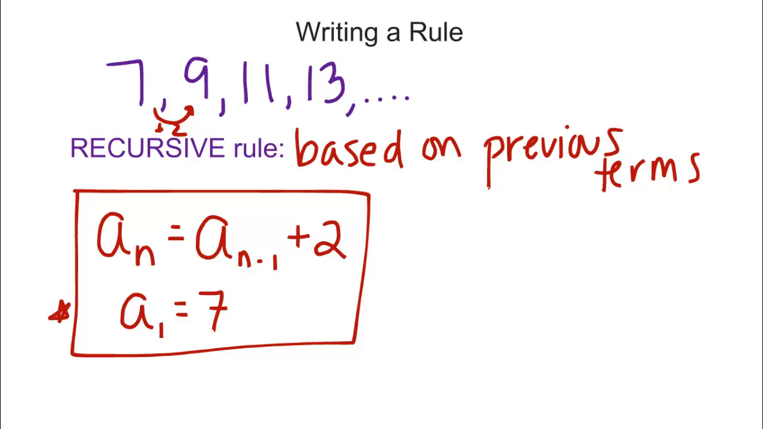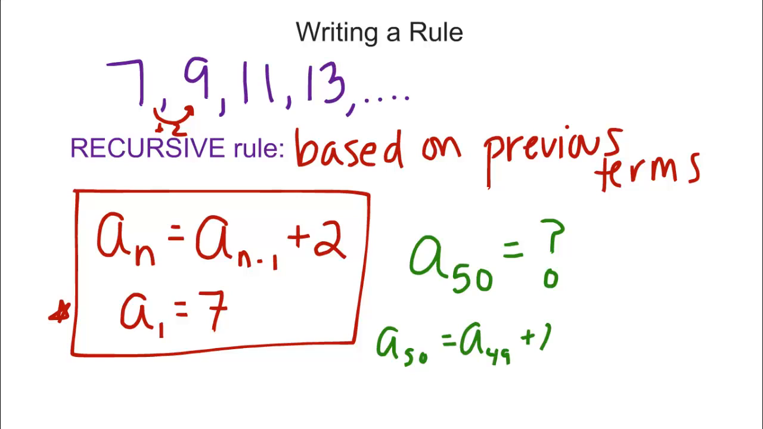It's very important. Now, you might like this because it's pretty straightforward. You're just saying what you're doing to the previous term. But what if I asked you this question? What if I want A50? Okay, well I know A50 is A49 plus 2. What the heck is A49? Oh, okay, well A49 is A48 plus 2. You can see how this is going to get kind of annoying.